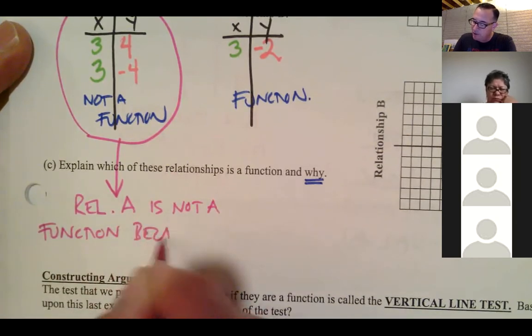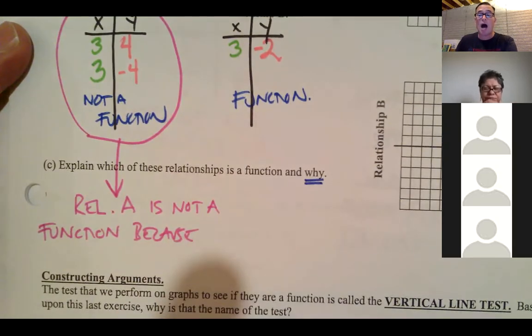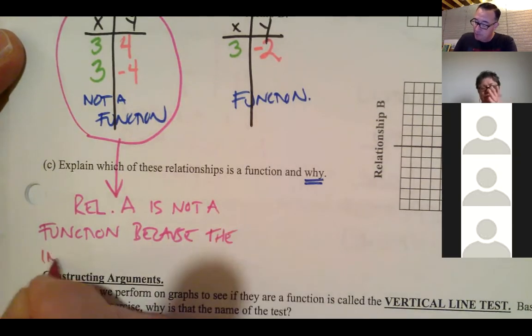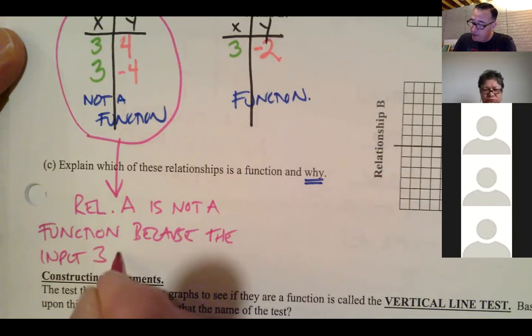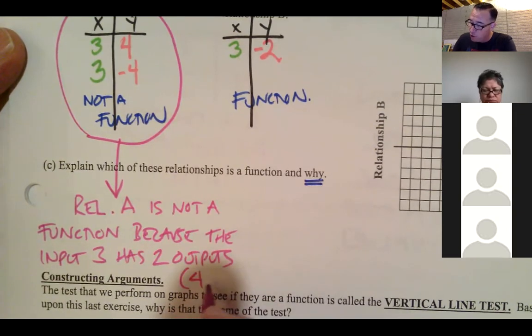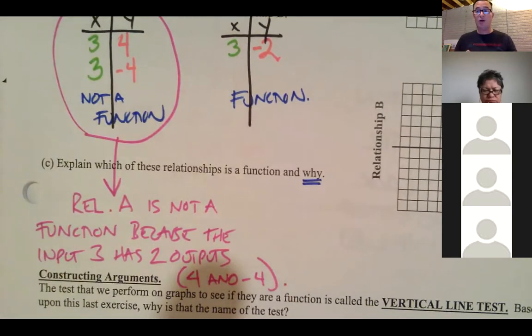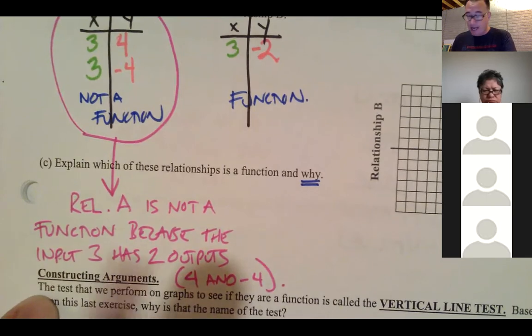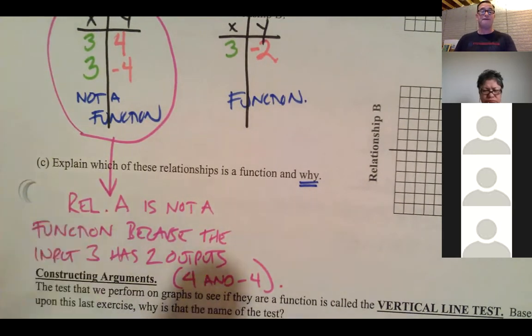because, now that I've started this, I'm going to use the definition, with the inputs and the outputs, because the input 3 has 2 outputs. And I'm going to put in parentheses here 4 and -4, period. Right now, I used the definition. I showed that this doesn't follow the definition, and I explained that it was not a function. This is a 5 out of 5. It explains exactly why and uses the definition.